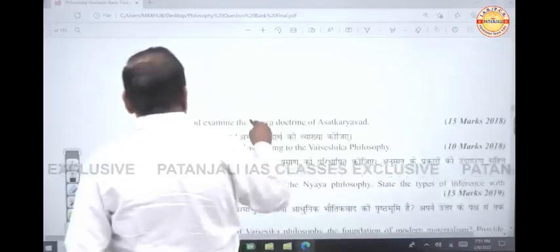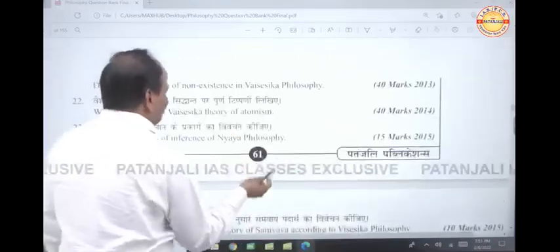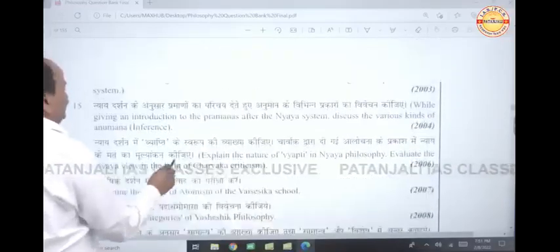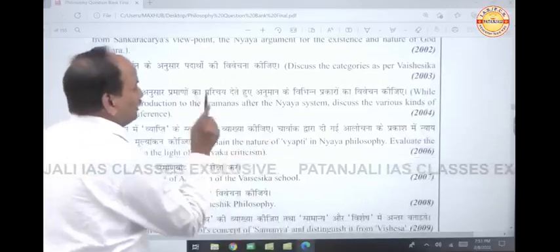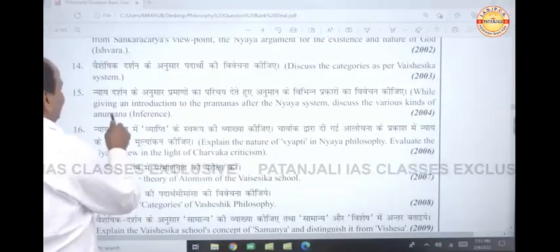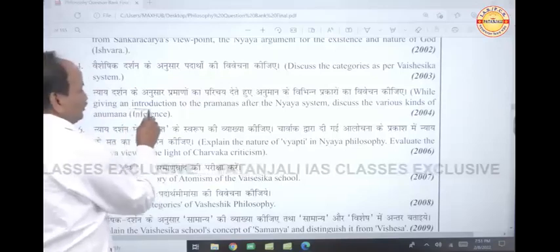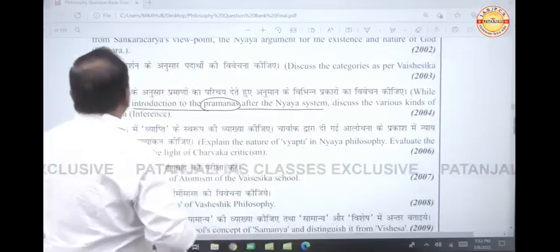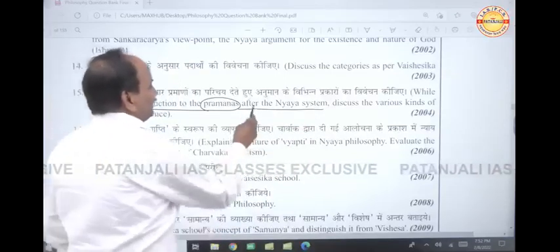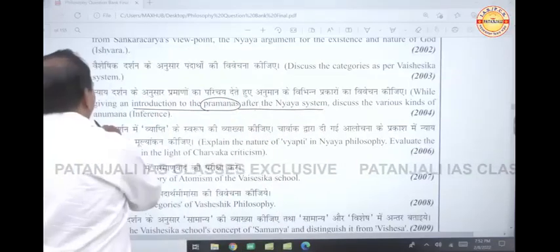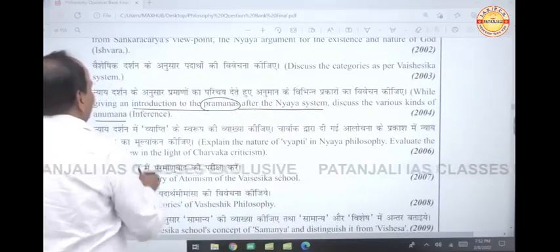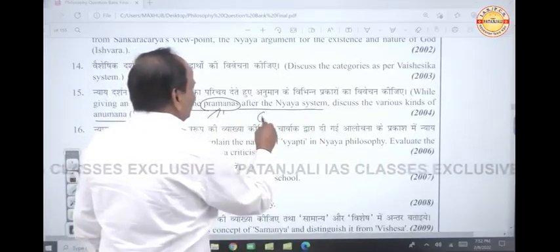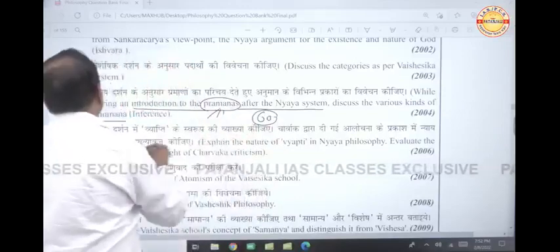Take a look at pramana vichar once. Otherwise they will ask perception, inference, verbal testimony, part of that one. Once they have asked a question in 2004: while giving an introduction to pramanas, according to the Nyaya system, discuss the various kinds of anumana. It was 60 marks in 2004, with a lot of scope to write.